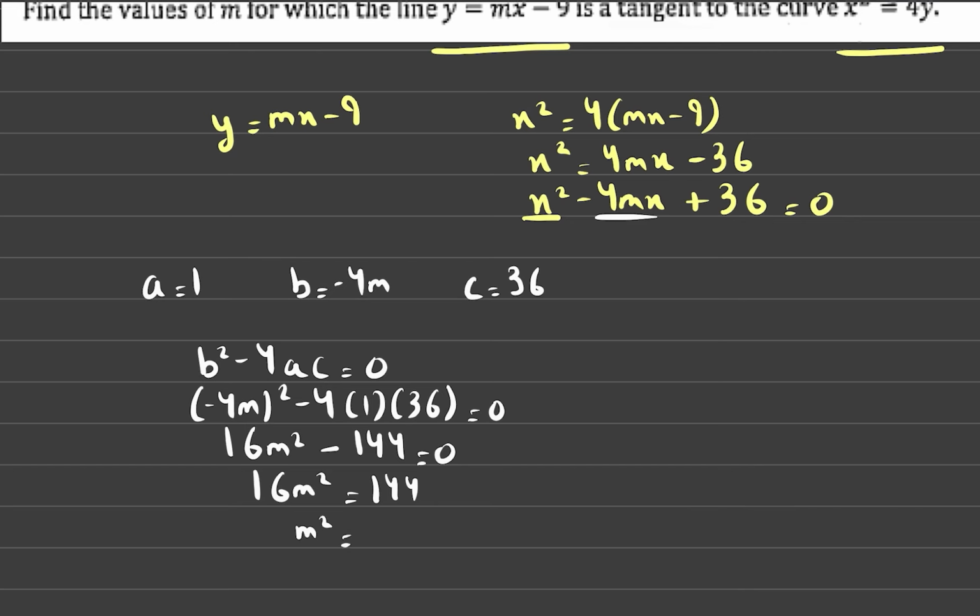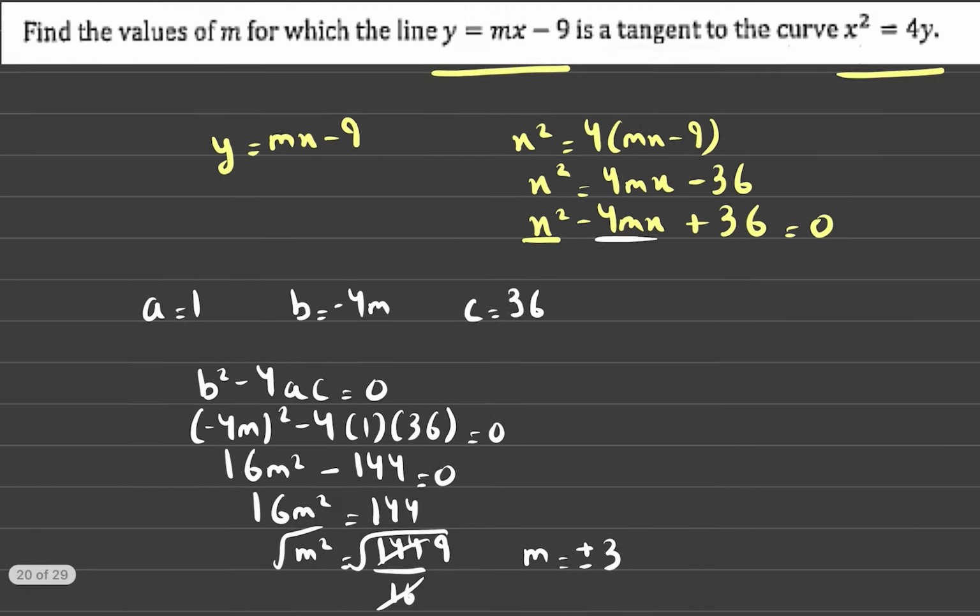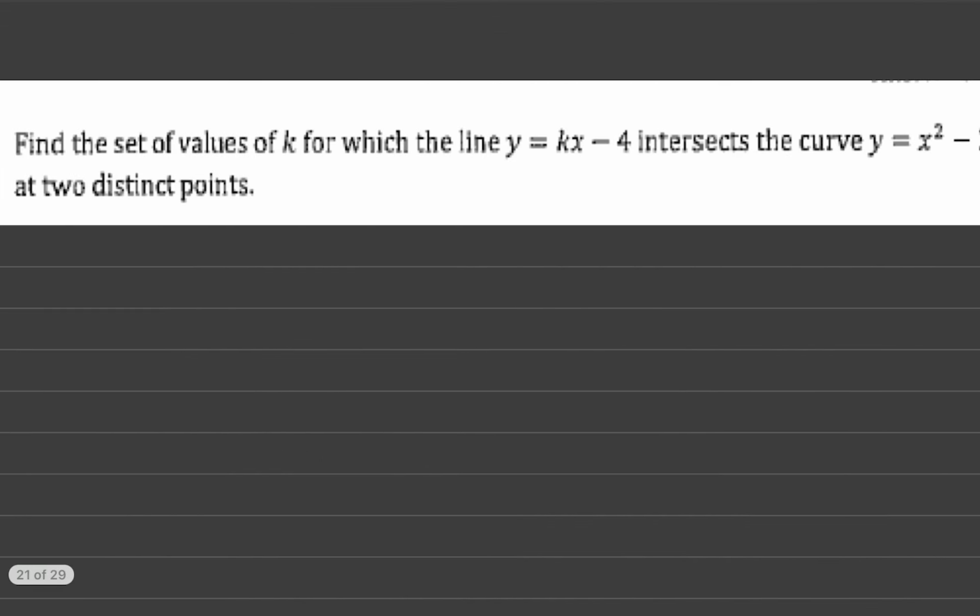m squared is equal to 144 over 16, that's 9. My value of m will be plus minus 3. Do you get this? Because if I square root, it's going to be plus minus 3. Do you get this? Let's practice more.